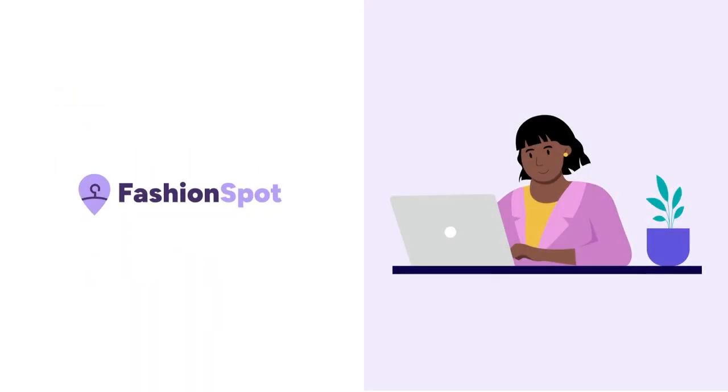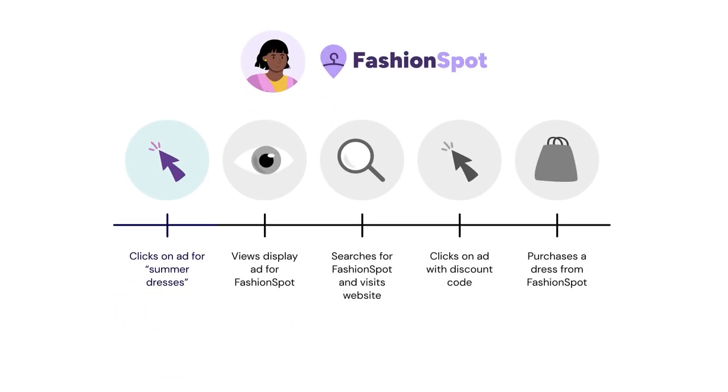Let's consider an example to better understand the idea behind attribution modeling. Fictional online clothing retailer Fashion Spot is running a Google search ad campaign promoting their new summer collection. Sarah, a potential customer, is searching for summer dresses and sees Fashion Spot's ad. Her customer journey unfolds as follows. First, Sarah clicks on Fashion Spot's Google search ad for summer dresses, but doesn't make a purchase. Second, later that day, Sarah sees a display ad for Fashion Spot's summer collection while browsing her favorite fashion blog.